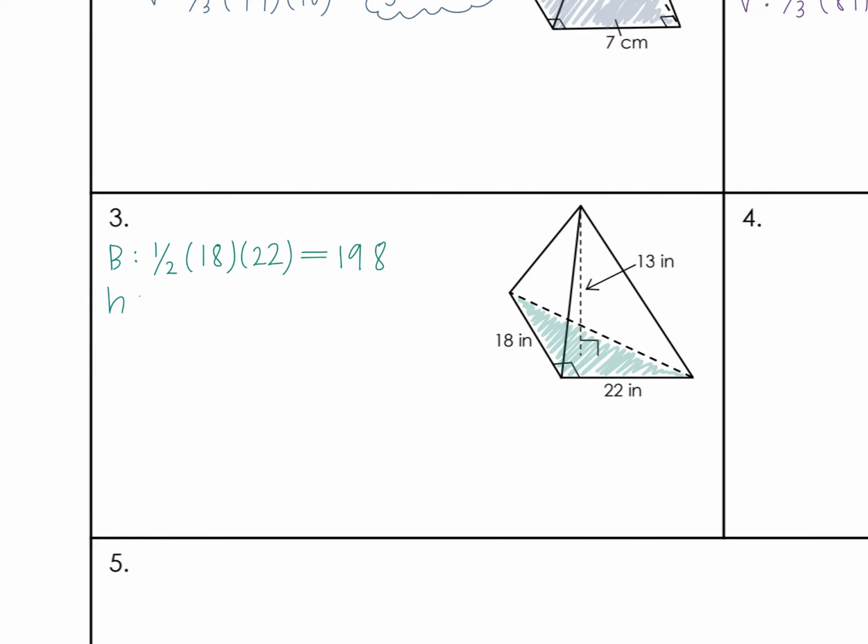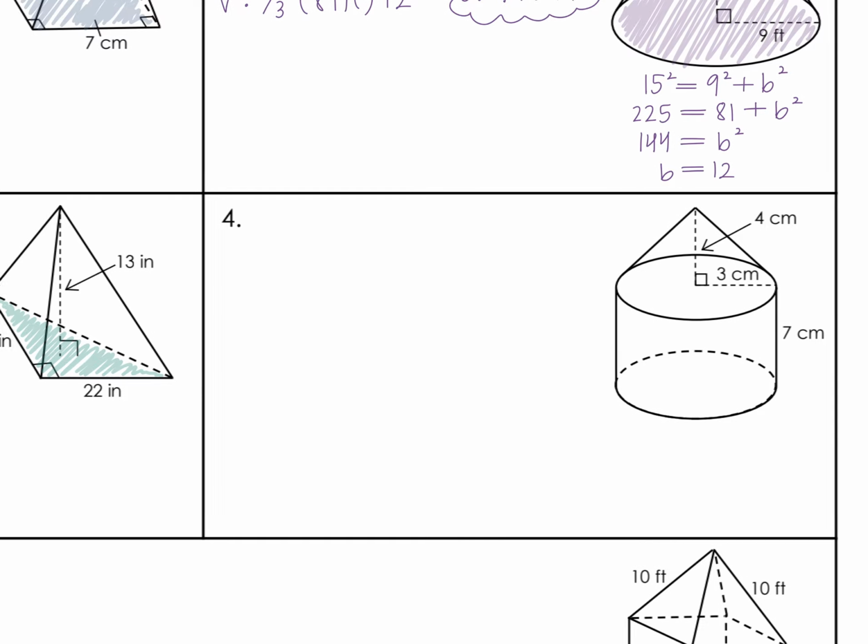Then we have our h, which is that 13 inches. So for my volume here, we'll have 1/3 the area of the base, the 198, times 13, which when you multiply all that together, you should get 858 inches cubed. Okay, moving into number 4 here.